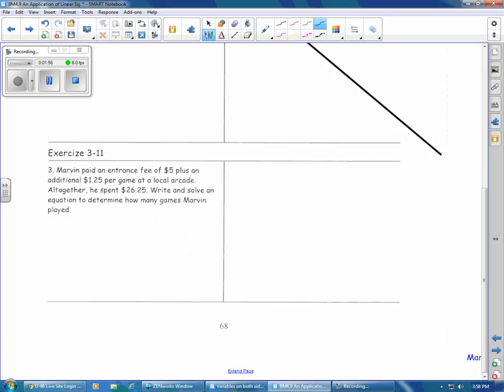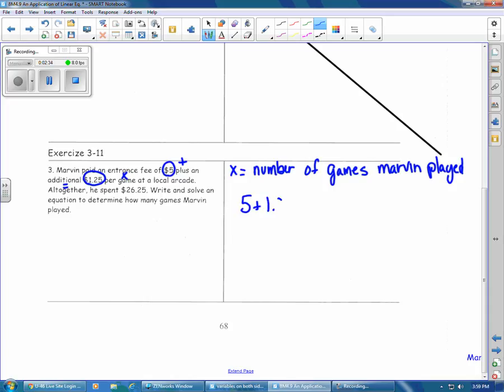So Marvin paid an entrance fee of $5 plus an additional $1.25 per game. What are we trying to figure out? How many games at a local arcade? Altogether, that's our key word for equals. So let's define our variable. X is the number of games Marvin played. So we have 5 plus 1.25x, because we have to multiply that $1.25 for each game that he plays, and all together equals $26.25.